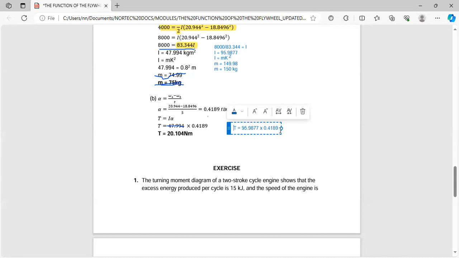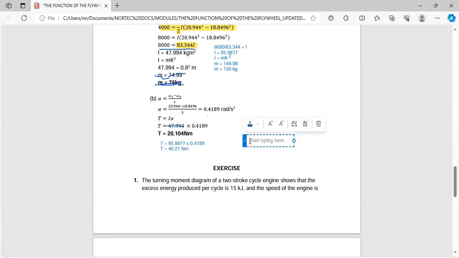Our torque is supposed to be 40.21. Torque is equal to 40.21 Newton meters, the other one in small letter. All right, let me just put them here below so they look like, there we are.